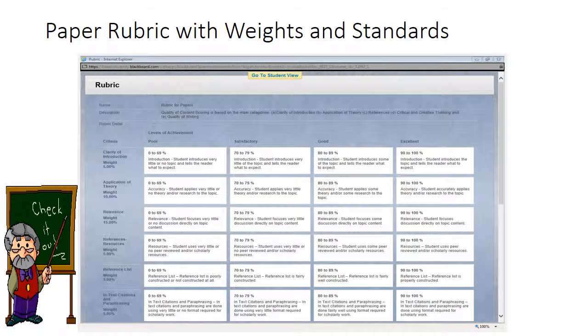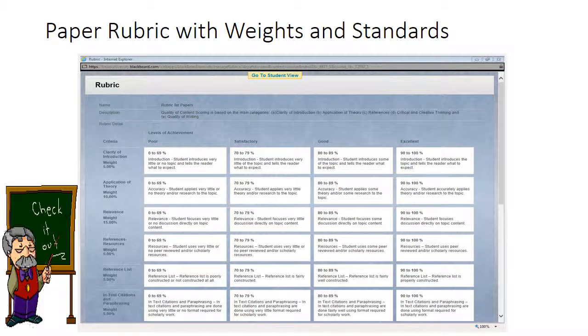As with the discussion posts, even within a particular standard, for example, the excellent level, there's going to be a range somewhere between 90 and 100. 100 would indicate you got the full amount. Your introduction was as good as it could be. A 90 would indicate that it was a good introduction, but you could use some improvement.